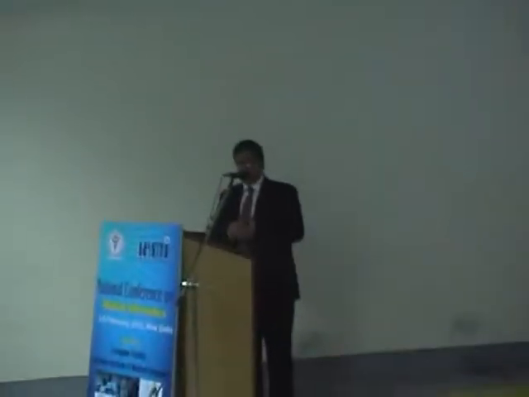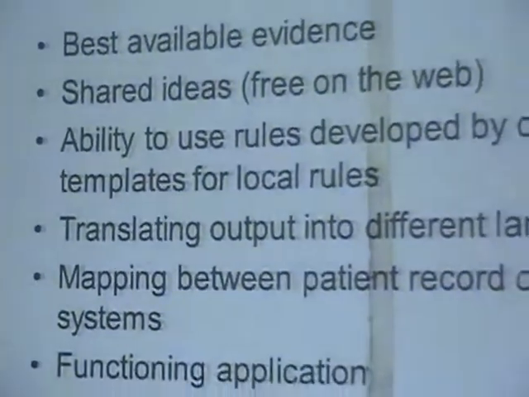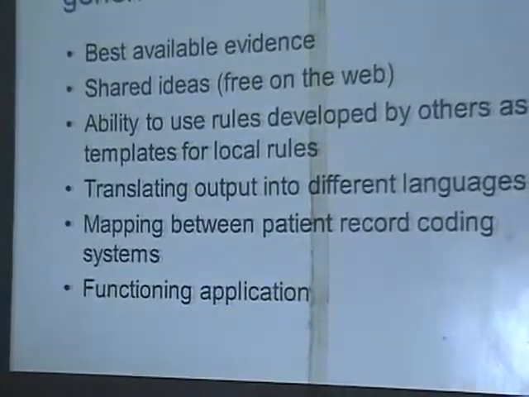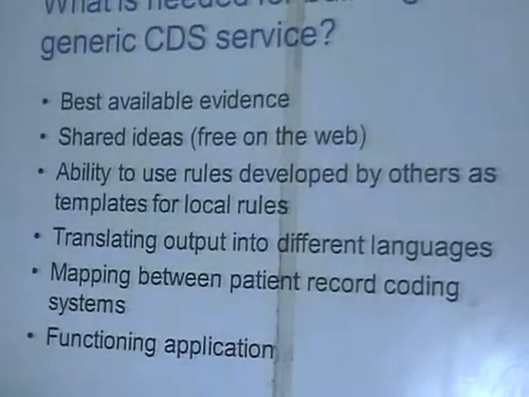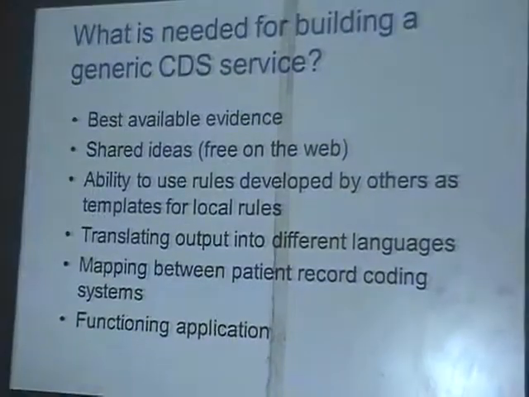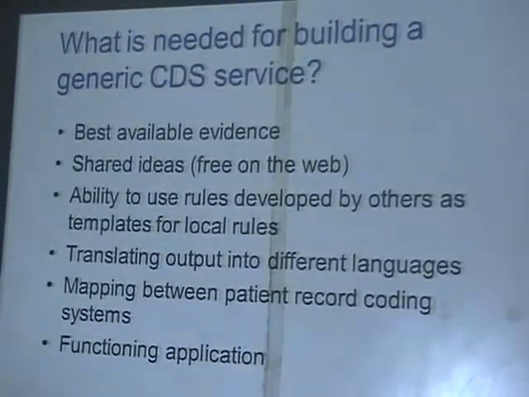So what is needed for building a generic clinical decision support service such as EP-Meds? The best available evidence has to be there. Of course, there should not be any compromise on the quality of the evidence. A lot of publications happen across the world which are published in peer-reviewed journals, whether it's the New England Journal, BMJ, or many others out there. So it should be shared ideas. Again, this is a collaborative effort. You have access to collaborate with the experts who vet the scripts or guide you on how best to code that knowledge to standards that are well accepted.